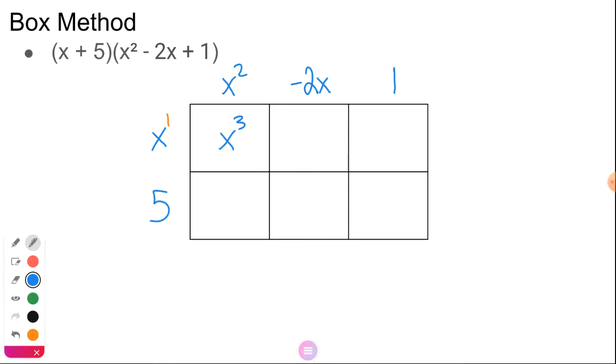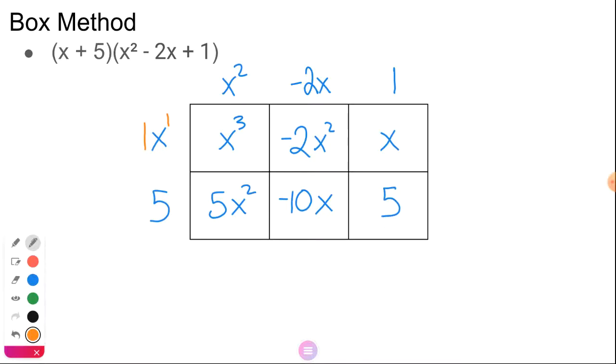We add the exponents. If I have x times negative 2x, well, in front of my x, the coefficient is a 1. So I get a 1 times negative 2, which is negative 2, and x times x, which is x squared. There are 2 x's there. Okay, and then x times 1 is going to just be x. Okay, next box we have 5 times x squared. That's going to be 5x squared. 5 times negative 2x. 5 times negative 2 is negative 10, so we get negative 10x. And then 5 times 1 is just 5.